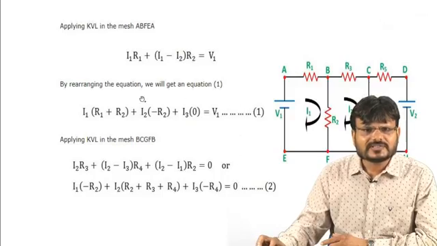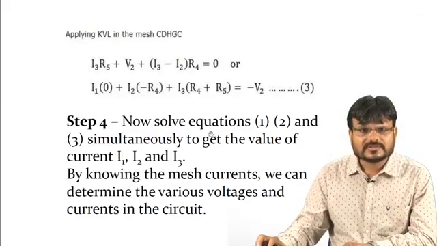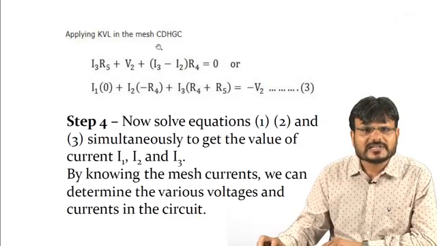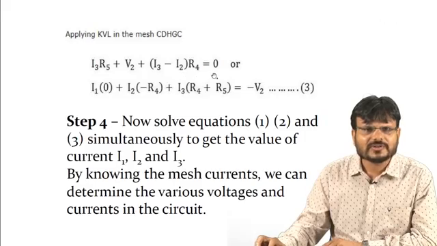And this one is applied in the third mesh, that is CDHG. So here you can see this current, applying the KVL in the mesh CDHGC, that can be written as I3 into R5 plus V2 plus (I3 minus I2) into R4 equal to 0. After the simplification, you can write the equation in this form.